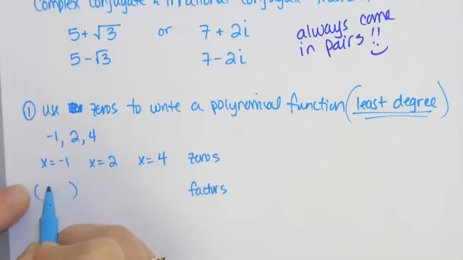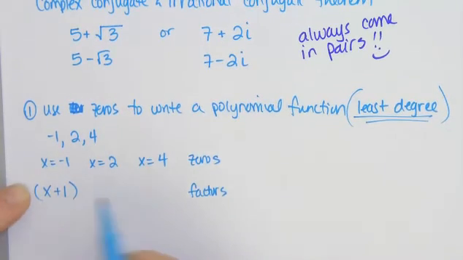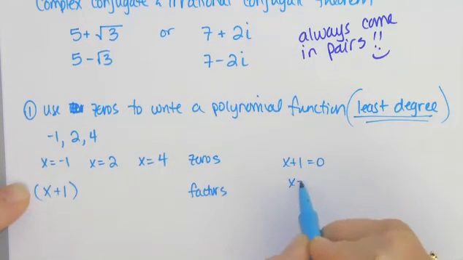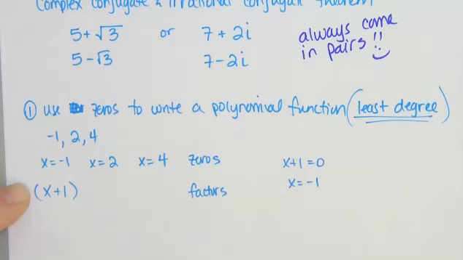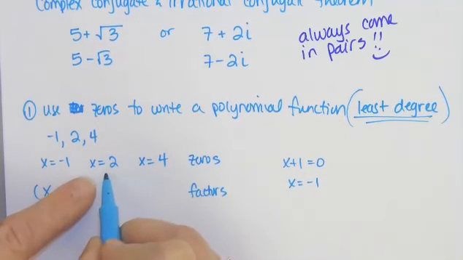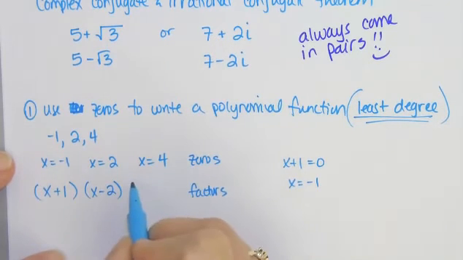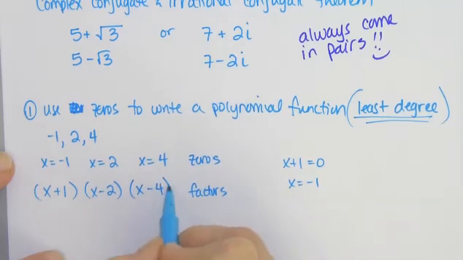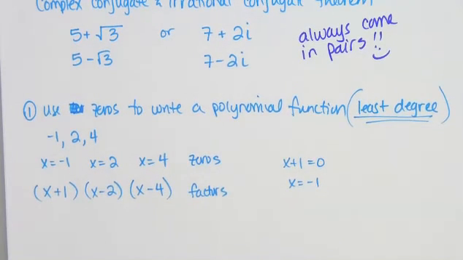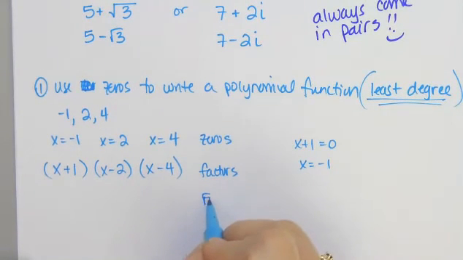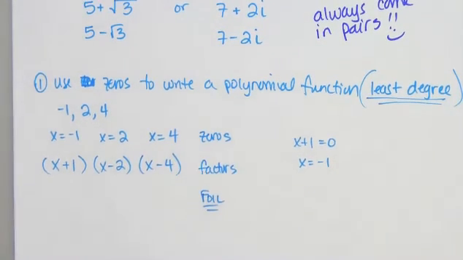So it's really going to be the opposite of what you see here. So this is x plus 1. So if I were to set x plus 1 equal to 0, let me do this out to the side. If I do x plus 1 equals 0, you subtract 1, you get x equals negative 1. So the factor I would need for x equals 2 would be x minus 2. And the factor I would need for x equals 4 would be x minus 4. Now to get the polynomial, we're going to have to FOIL this all out. And you've already done this before.